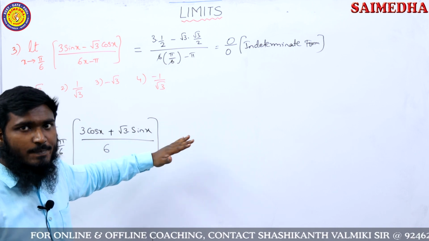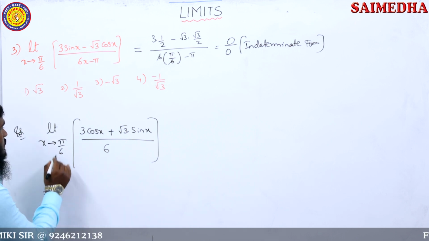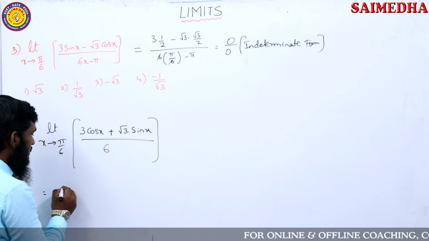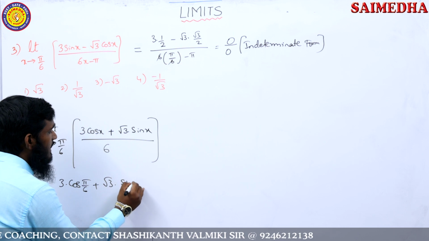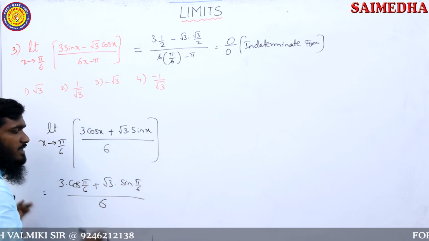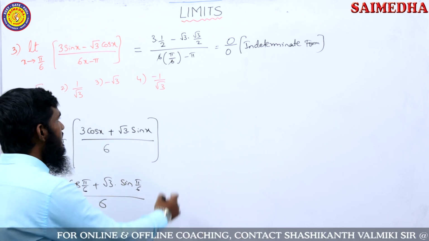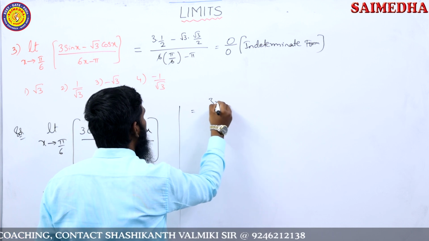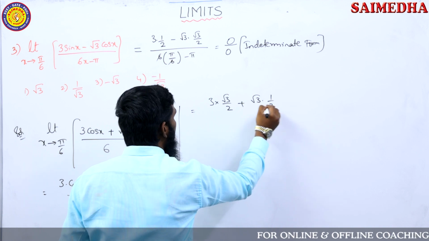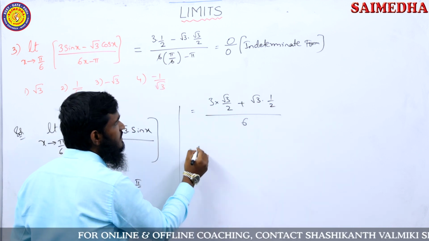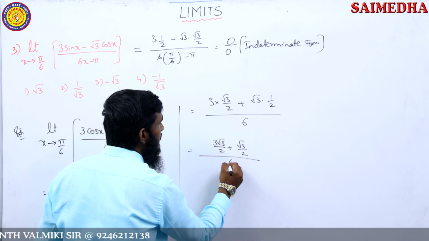So after applying the L'Hospital rule, what we have to do? We have to substitute the x value. What is the x value over here? So limit x tends to pi by 6 means 3 cos pi by 6 plus root 3 sin pi by 6 divided by 6. Now what is the value of cos pi by 6? Pi by 6 means 30 degrees. Cos 30 value means root 3 by 2, so 3 into root 3 by 2 plus root 3 into sin 30, which is 1 by 2, divided by 6, which is equal to 3 root 3 by 2 plus root 3 by 2 divided by 6.